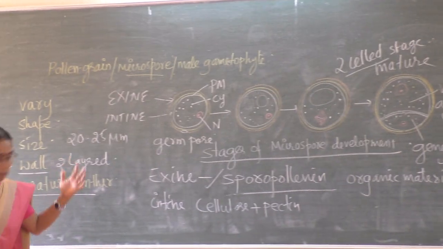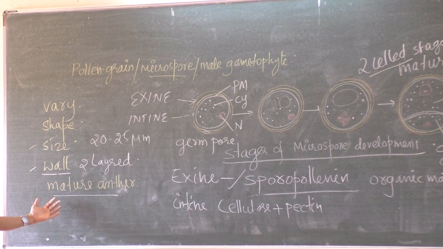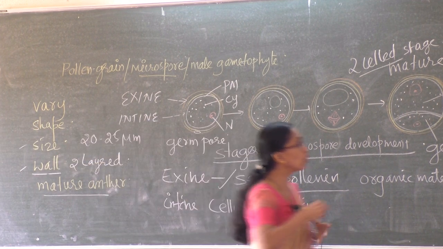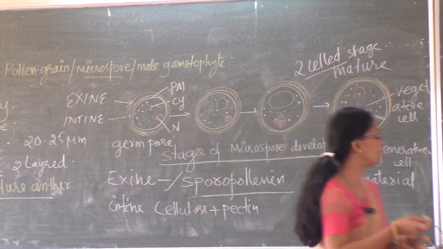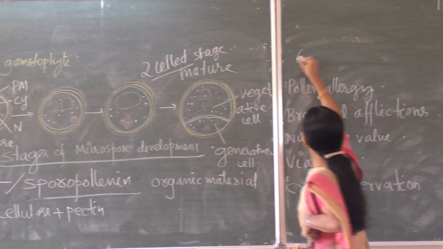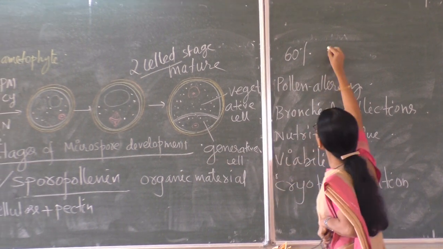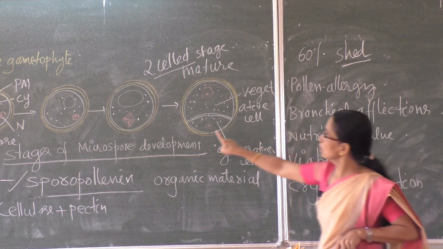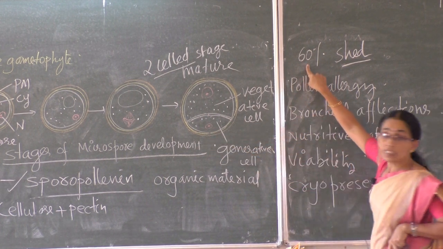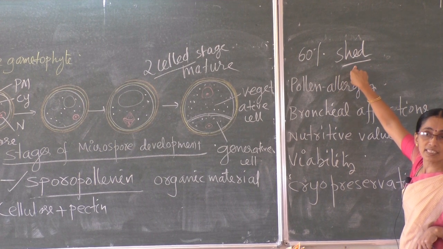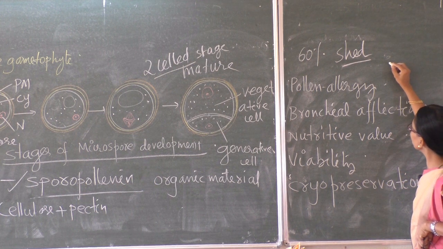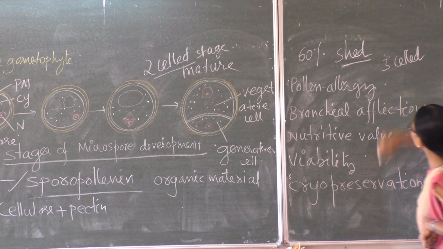So we studied shape, size, wall, and how a pollen grain matures. In more than 60% of angiosperms, pollen grains are shed, released from the anther, at the two-celled stage, whereas in the remaining 40% they are shed at the three-celled stage.